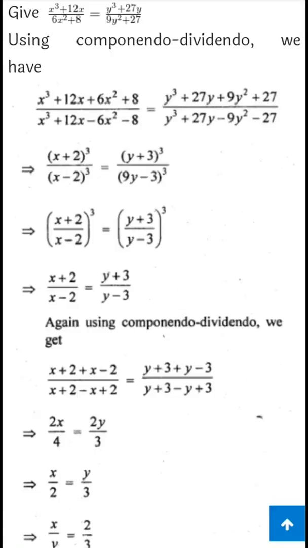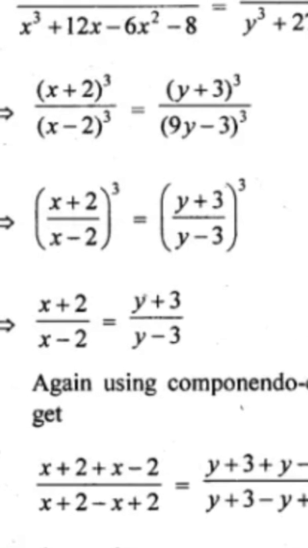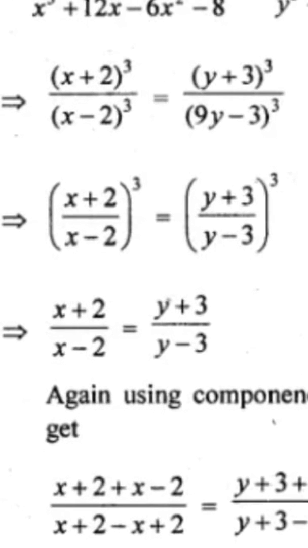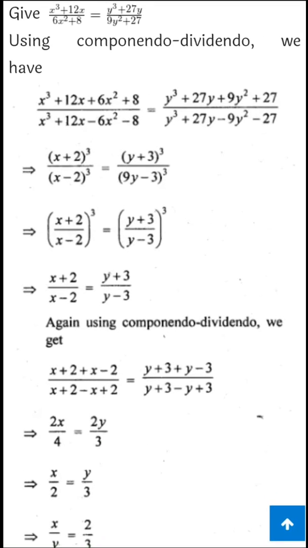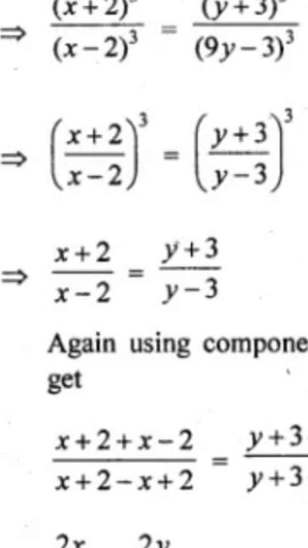Now the cubes in the numerator and the denominator of the fraction can also be written as a whole cube. So the next step we write is x plus 2 upon x minus 2 whole cube is equal to y plus 3 upon y minus 3 whole cube. Now to remove the cube sign, we'll take the cube root on both sides. What I get is x plus 2 upon x minus 2 is equal to y plus 3 upon y minus 3.